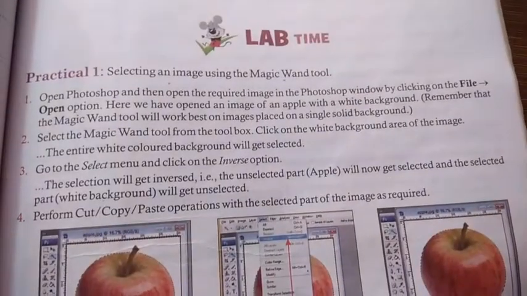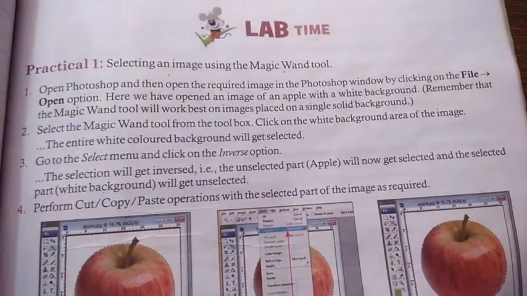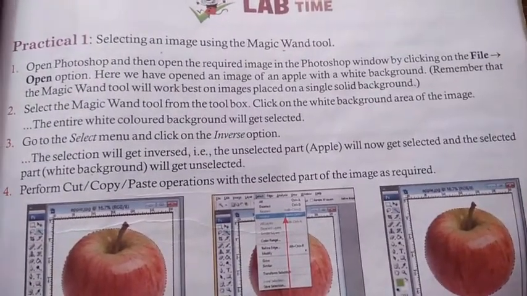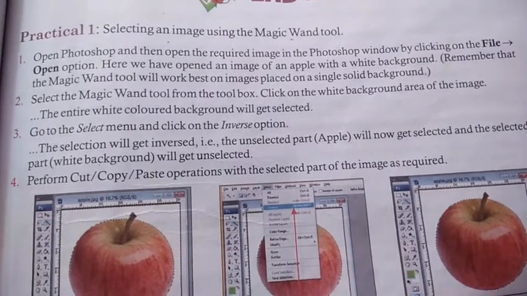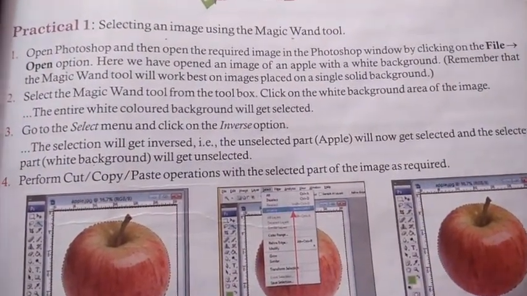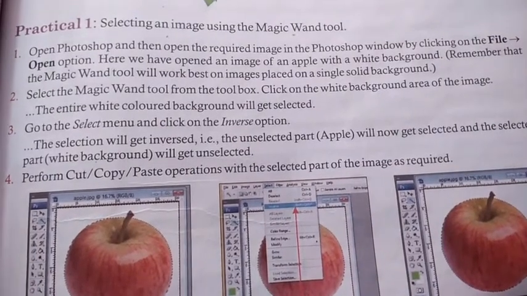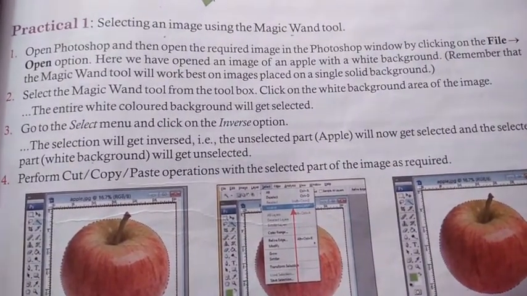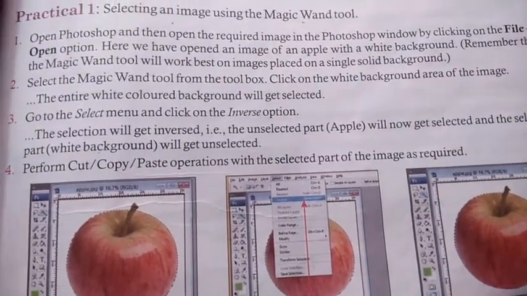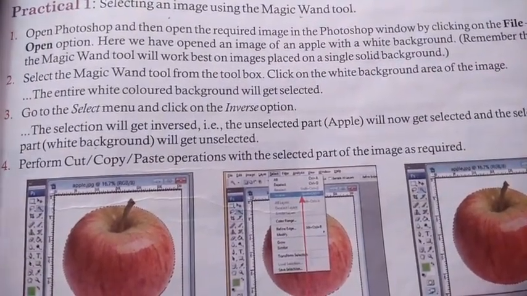Next student, see the lab time activity, practical. First, selecting an image using the magic wand tool. Open Photoshop first of all, and then open the required image in the Photoshop window by clicking on the File Open option. Here we have opened an image of an apple with a white background. Remember that the magic wand tool works best on images placed on a single solid background.